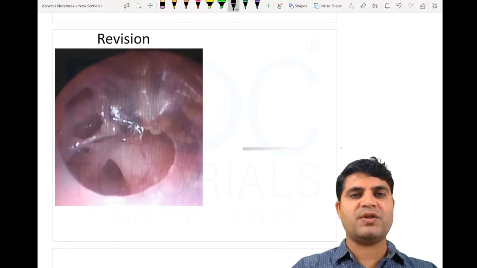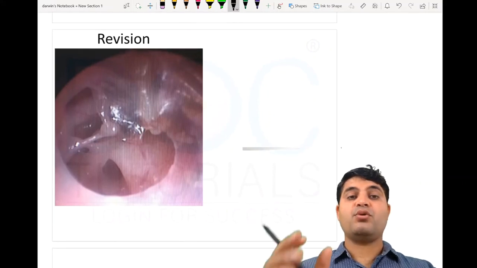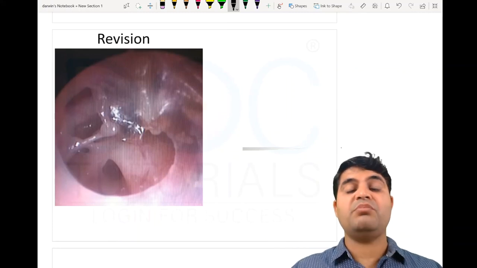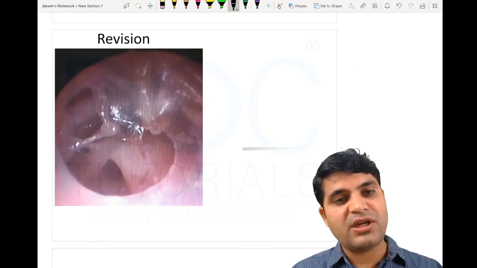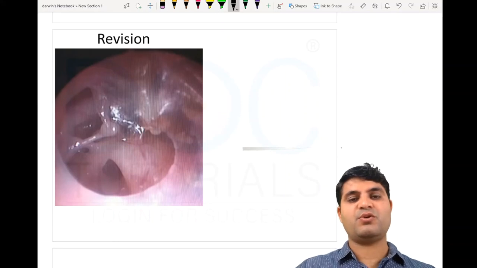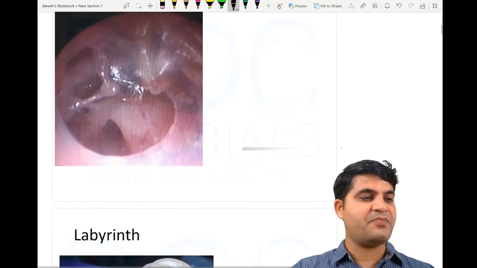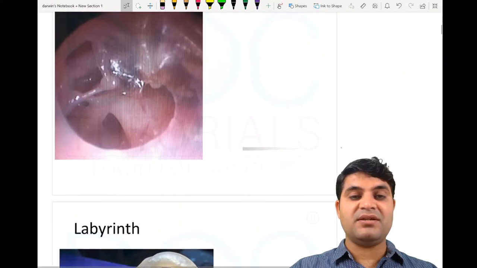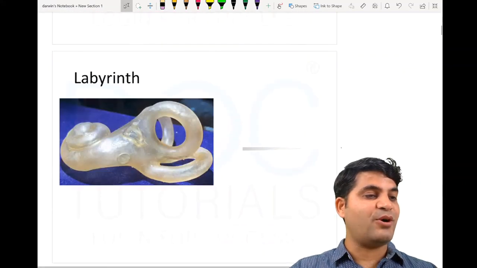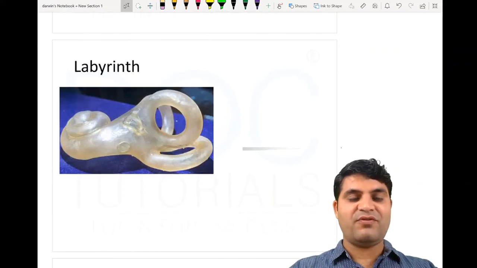You can see all structures in front. So spend some time reading the middle ear endoscopic picture again and again. I am telling you, dear students, please don't miss it. And please give me feedback also, if you have any difficulty.